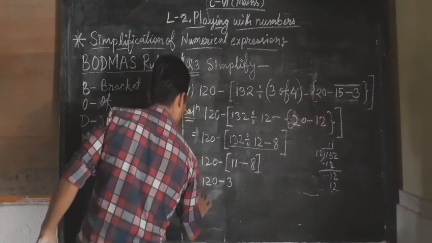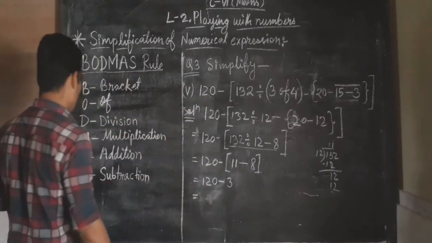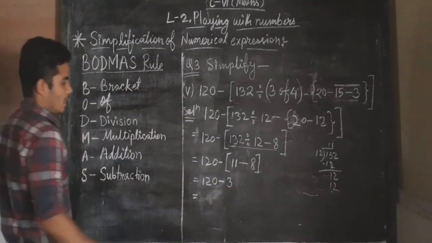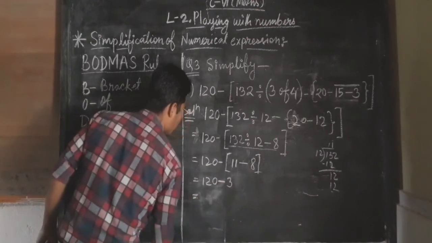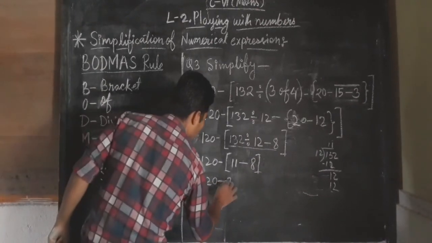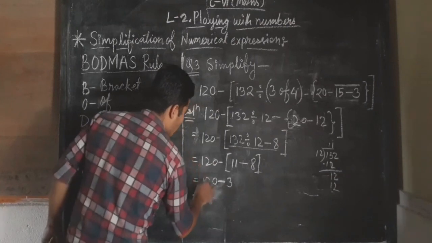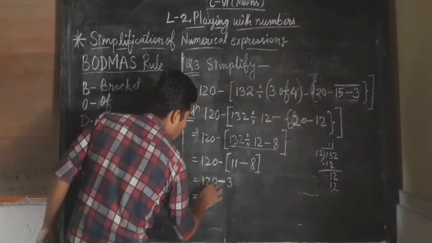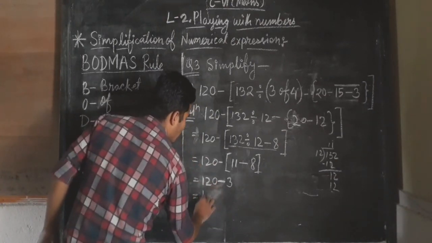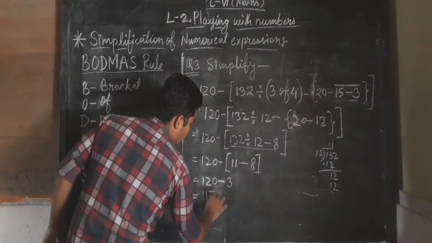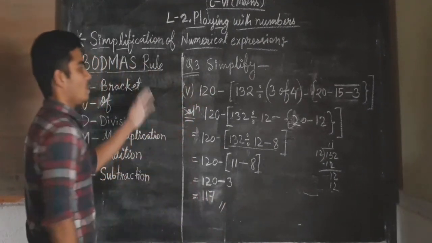So we will do the final calculation now. 120 divided by 3, subtract, 120 minus 3 will be 117. So here is the answer for this question.